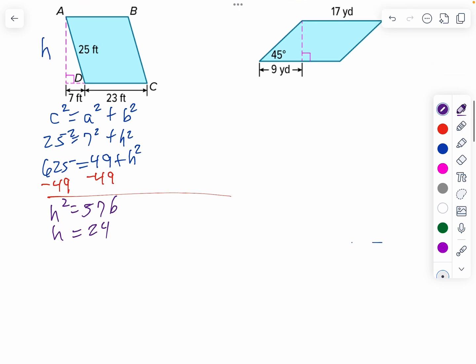Now to find the area, I just take base times height. My base is 23. My height is 24. So 23 times 24 is what we do to find the area of that, and that's 552. Don't forget your units. And since we're doing area, we measure those in squares. So my area is 552 square feet.